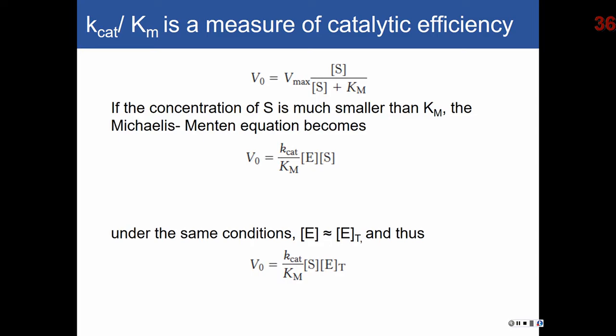So again, if you divide kcat by Km, that tells you your enzyme efficiency. So how good is this enzyme? If the concentration of S, or substrate, is much smaller than Km, then we can simplify this equation by essentially getting rid of this, and we figure out that V sub naught is equal to kcat divided by Km times the free enzyme times the substrate.